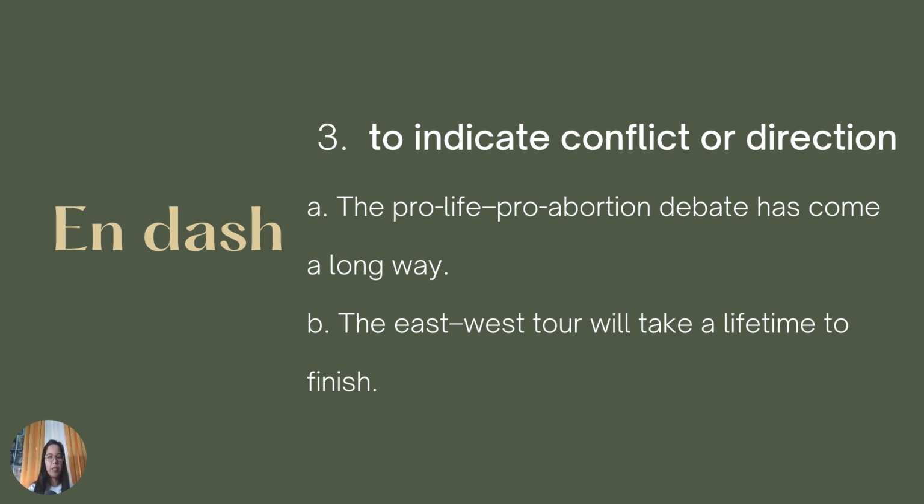In the second example, "the East–West tour will take a lifetime to finish." In this sentence, to show that the tour is from east going to the west, you need to use an en dash.